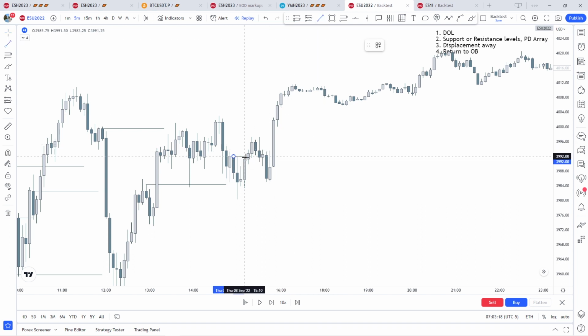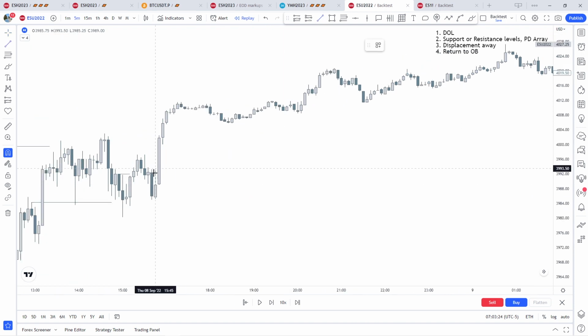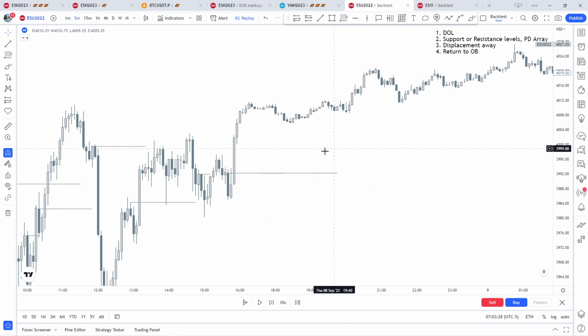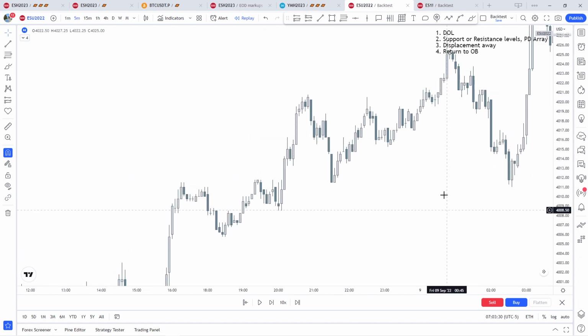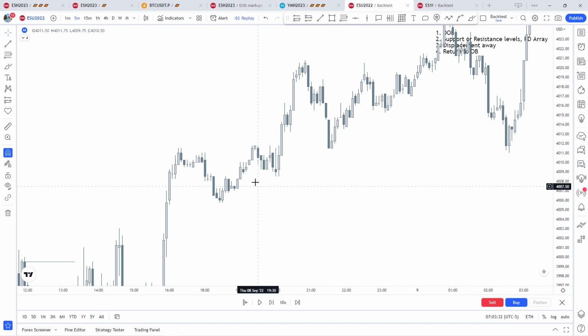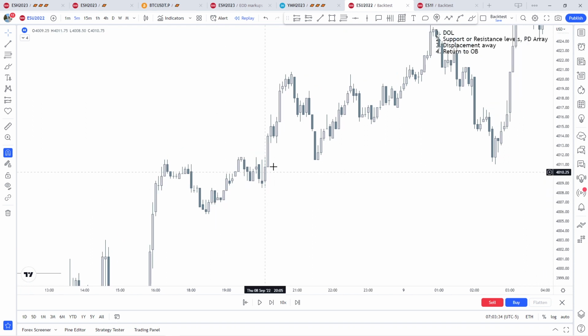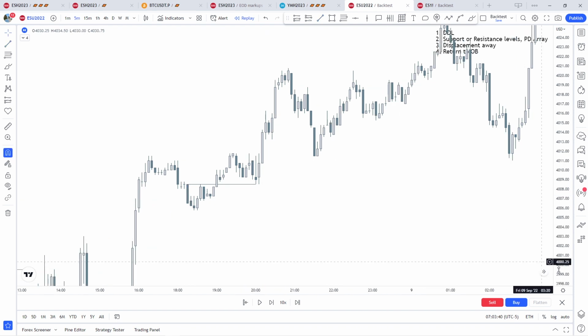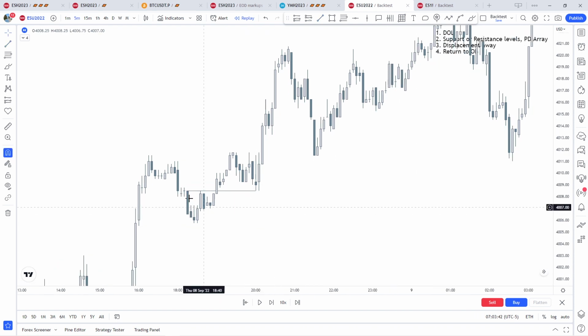Then again, here we see new order block creation. Order block, this gets formed at a PD array, displaces away. All right, that's our order block. So what do we see here? I'm going to give you a hint. Look at the precision, beautiful.